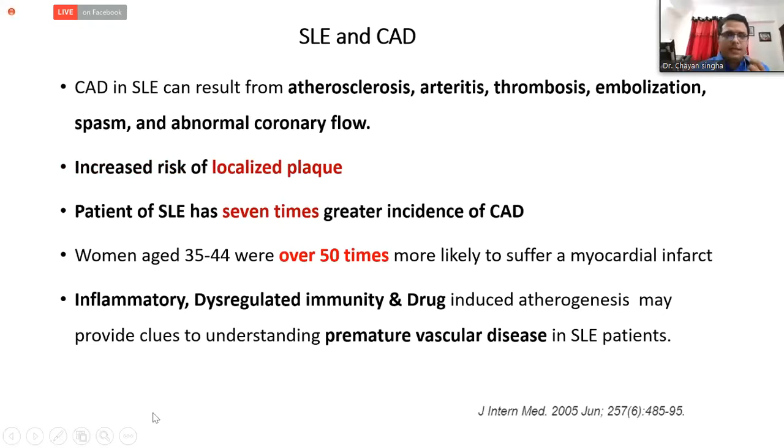We searched the literature extensively. For coronary artery disease, there are different schools of thought that it occurs due to atherosclerosis, vasculitis, thrombosis, embolization, or spasm. And instead of diffuse atherosclerosis, there is an interesting finding that localized atherosclerosis may happen. SLE patients have a 7 times greater incidence of coronary artery disease and more than 50 times risk of MI over the age of 35. There is an inflammatory dysregulated immune response, and drug-induced atherosclerosis may be a responsible cause for premature vascular disease in SLE patients.